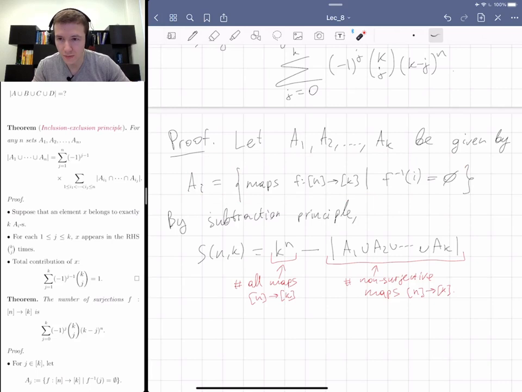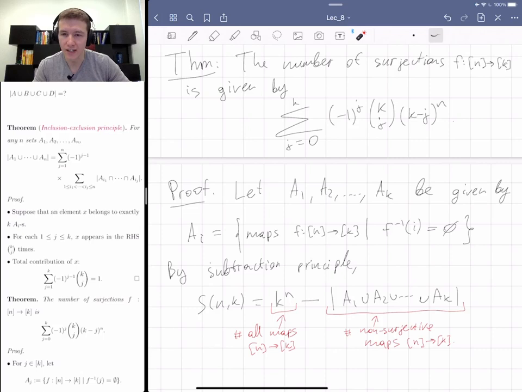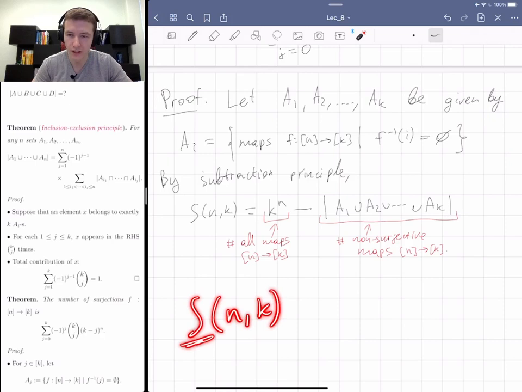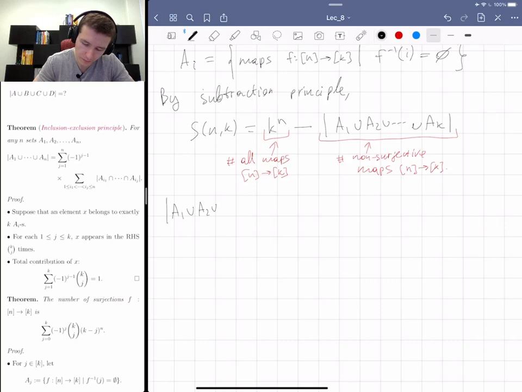Wait, hold on. Oh, okay. Right, so when I write S(n,k), S stands for Stirling, not for surjections. Okay, yeah. So I need to count the size of the union of these sets. And that's where I would apply the inclusion-exclusion principle. So the union A_1, A_2, all the way up to A_k, just by this theorem here.